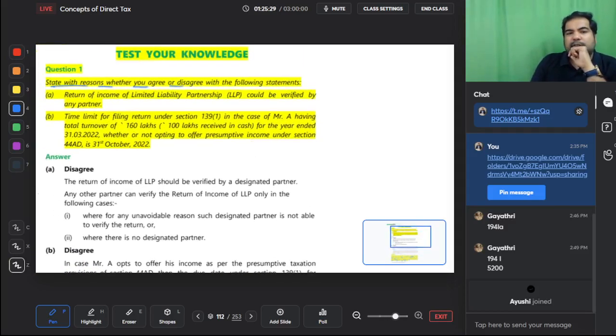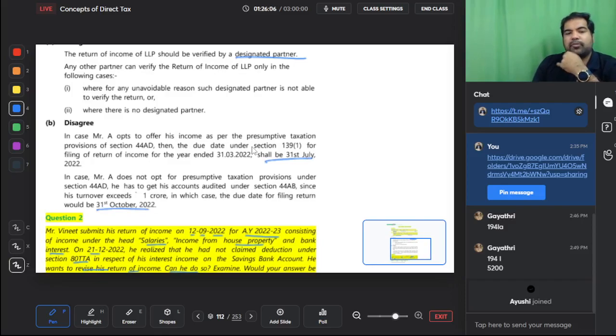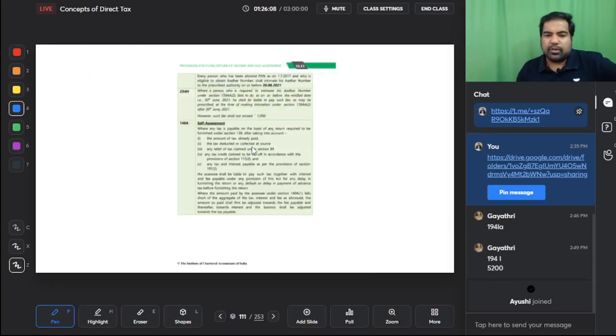State with reasons whether you agree or disagree with the following statements. Return of income of LLP could be verified by any partner. It generally should be verified by a designated partner, and if that partner is not there, then any other partner. The time limit for filing return of income in case of Mr. A having total turnover of 160 lakhs, that means an auditable person, is 31st October. That's right. One second, they're saying disagree. Oh, whether or not opting to offer presumptive income. If it's presumptive income, then it's 31st July. If it's not presumptive income, then 31st October. Perfect. That is the question.